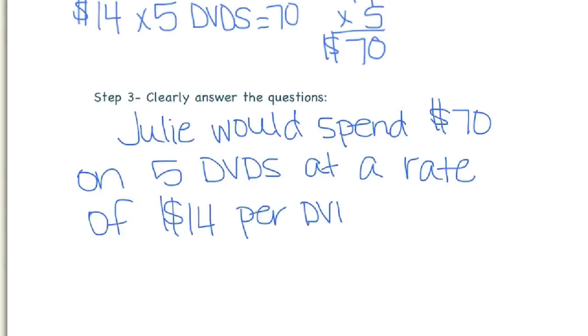per DVD. So again, when we're solving our rate problems, the first thing we're going to do is find our unit rate, in other words, how much for one, and then we're going to multiply that by whatever number is given in the problem. And anytime we're doing any word problems, we need to make sure that we're clearly answering every question that's asked in the problem. We also want to make sure that it makes sense. So in this case, we got an answer of $70 on 5 DVDs. Well, that sure makes sense if we know that each DVD was about $14. This seems like a reasonable answer.